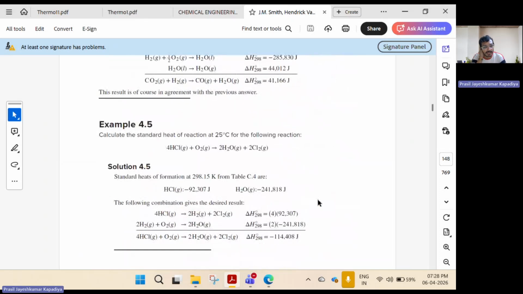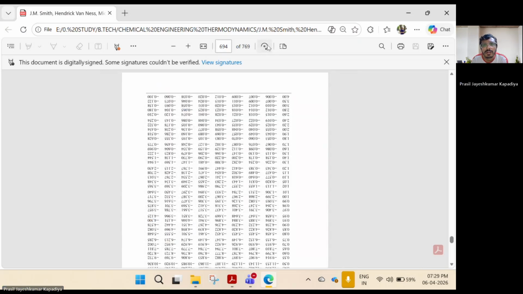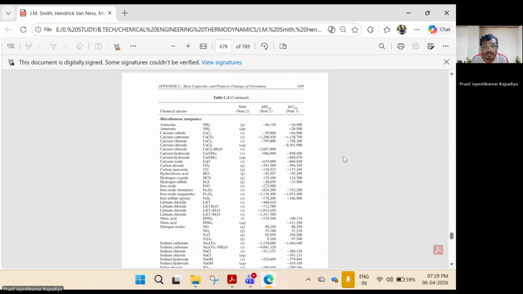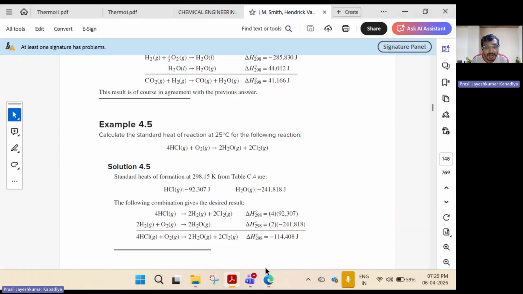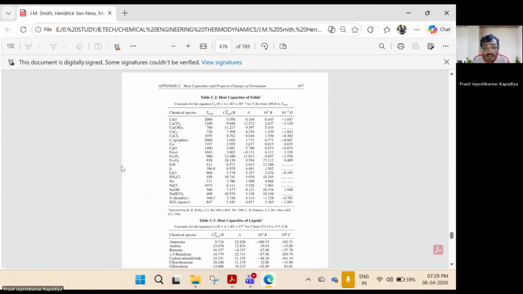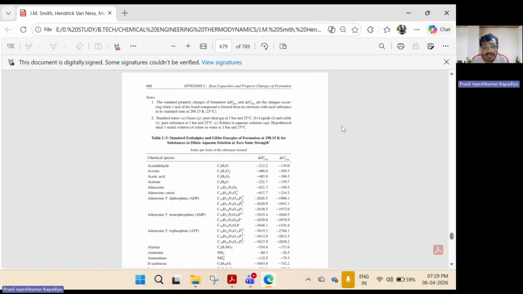So see, let's say I'm supposed to find the standard heat of reaction at 25 degrees Celsius for the following reaction: HCl plus O2 giving H2O plus Cl2. So we need to have a look at table C4. Very important thing: here it is written in gas phase, so we need to have a look at the gas states.